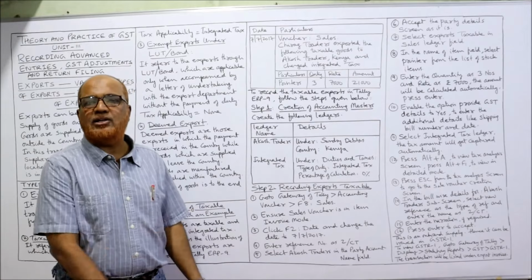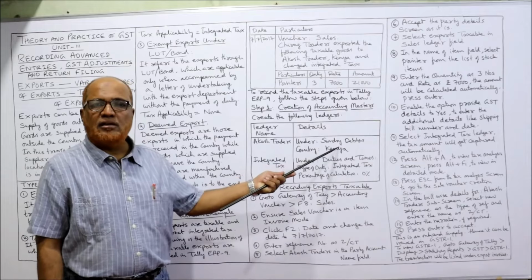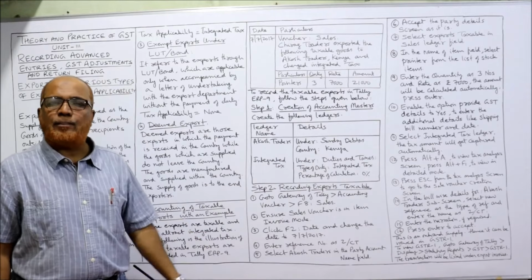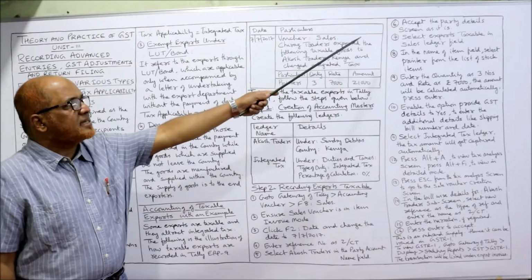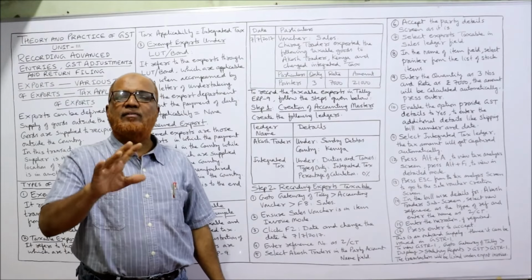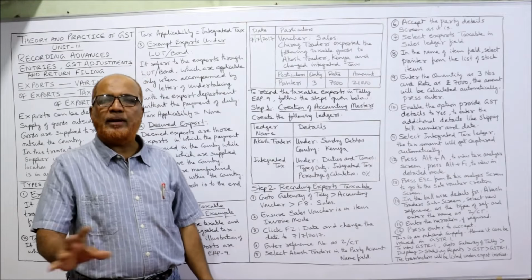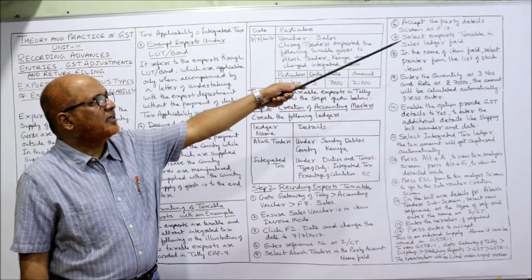Already we have opened the ledger account for Akash Traders under sundry debtors. So select Akash Traders as the party name. Next, accept the party details screen as it is. Already we have given the complete details of the party Akash Traders. Simply accept the party details.